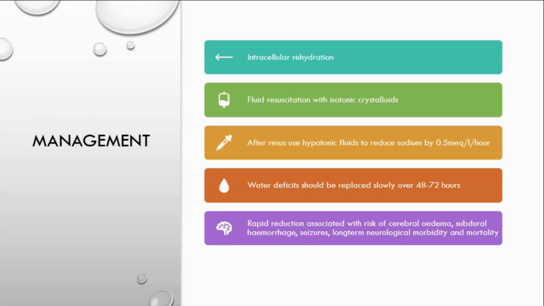So for the management of hypernatremia, you want intracellular rehydration. So again, you want to fluid resuscitate with isotonic crystalloids, and then afterwards, you want to try and use hypotonic fluids to reduce your serum sodium slowly. So here we want to actually go 0.5 millimoles per liter per hour. So really quite slowly, and it should be replaced over 48 to 72 hours. And the rapid reduction here can cause cerebral edema, subdural hemorrhage, seizures, and long-term neurological morbidity and mortality. So that's what we're worried about.